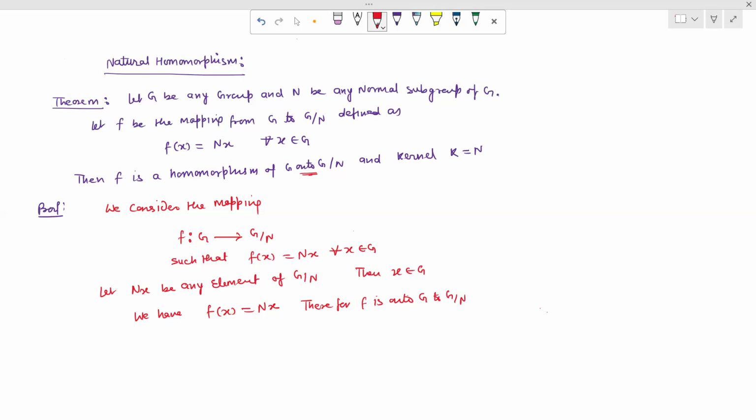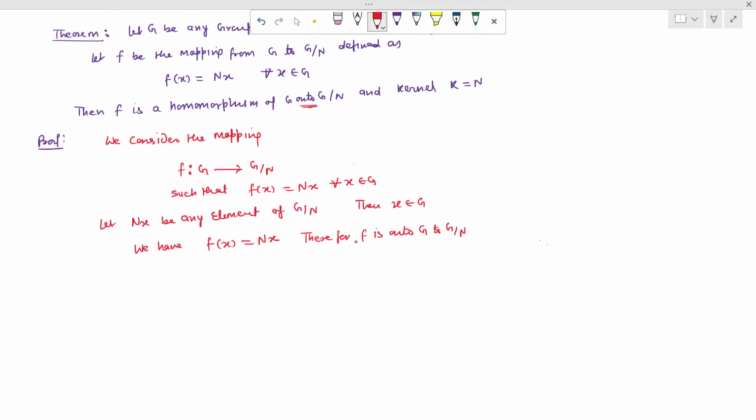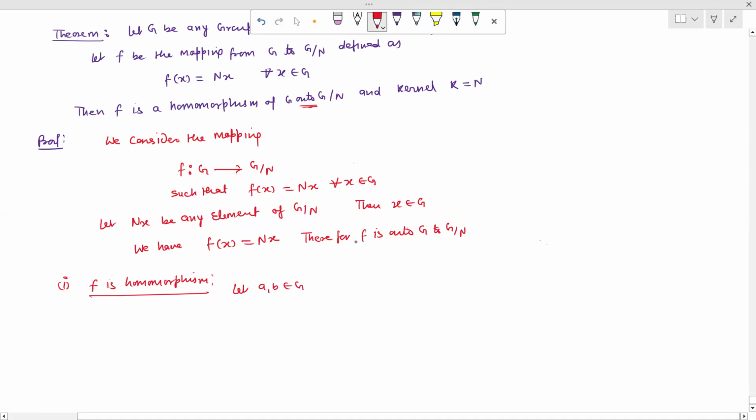Now we shall prove that function f is a homomorphism. So the first thing is to prove that function f is a homomorphism. For the homomorphism condition, we take a and b belonging to G. So f(ab) can be written as N(ab).